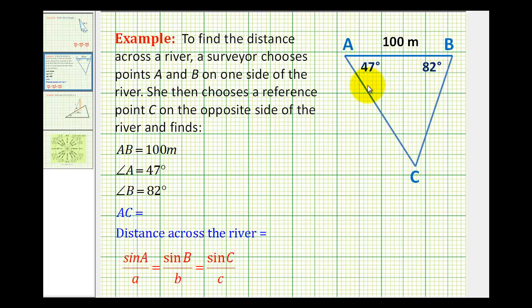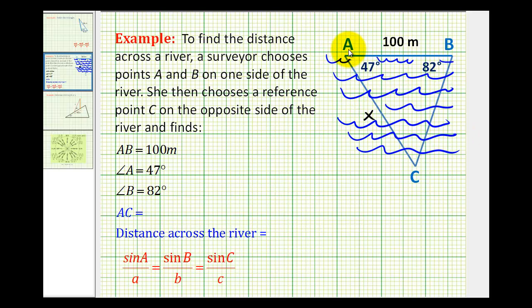And the surveyor wants to determine the length of side AC. Let's go ahead and call that x. So again, we have a river that might look something like this, and the surveyor wants to determine the distance from point A to point C. And we can solve this problem using the law of sines, where we set up a proportion with one unknown value, in this case x, then we can cross multiply and solve for x.